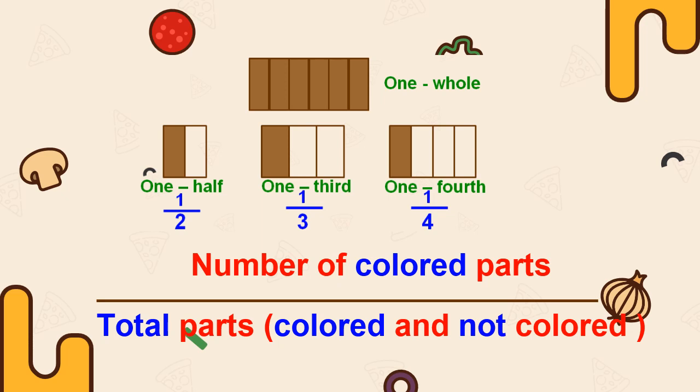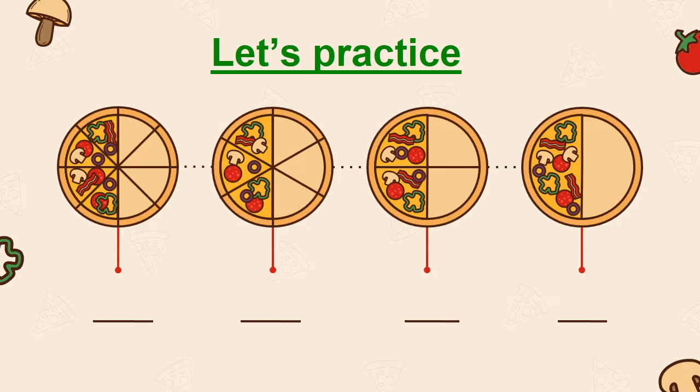We put 3. Here, how many colored parts? Just 1. We put 1 as the numerator. Over total parts is 4. So we put 4. Let's practice more. We have here a group of pizzas. We are going to search for the numerator and the denominator.